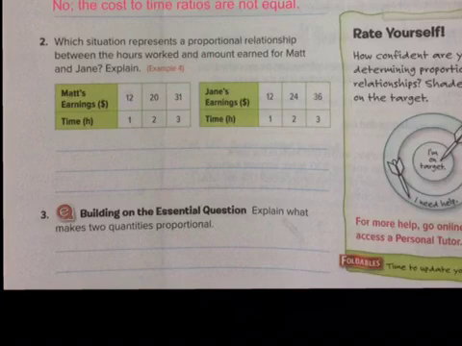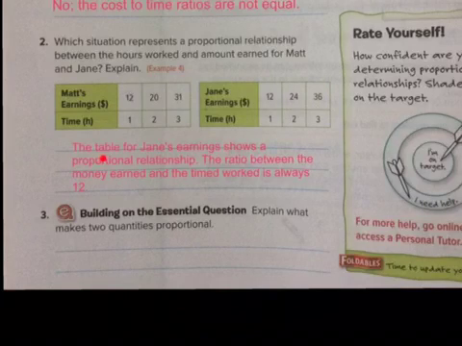And then in 3 hours, if this were true, he should be making $36, right? Because 3 times 12 is 36. But it says here at 3 hours, he's only making 31. This, boys and girls, is not proportional. Let's look at Jane's. Jane in 1 hour makes $12. In 2 hours makes $24, and in 3 hours makes $36. Jane looks like she's making $12 for every hour. The table for Jane's earnings shows a proportional relationship.